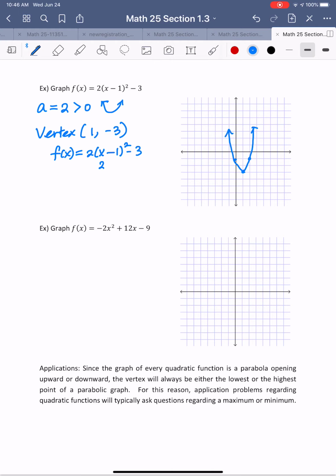Yep. Now, graph the function f of x equal to negative 2x squared plus 12x minus 9. So a is negative 2, which is going down.